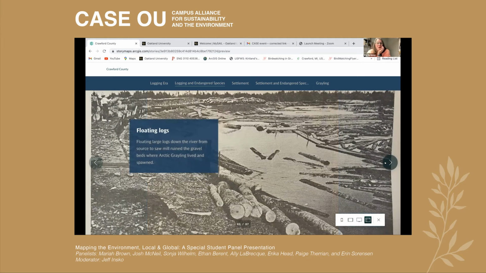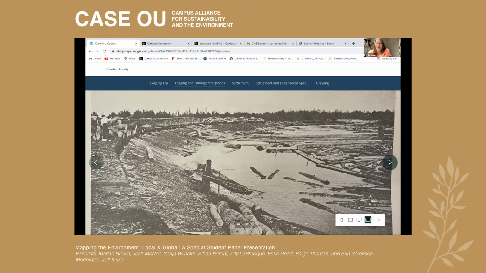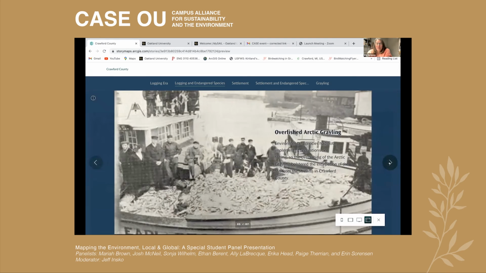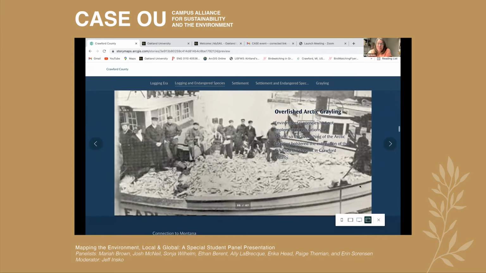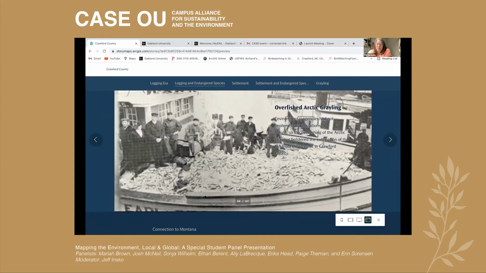And then the floating of the logs, and these logs were large, and they would ruin the gravel beds where the Arctic grayling lived and spawned. Here's another perspective of that picture. And then the overfishing of the Arctic grayling. Environmental agencies, I don't even know if they were in existence at the time, and if they were, they hadn't put any regulations on the fishing, so the fish was overfished.